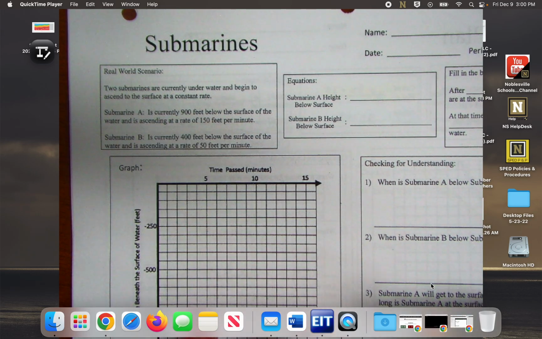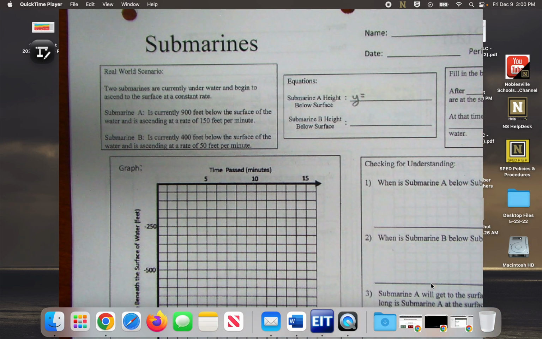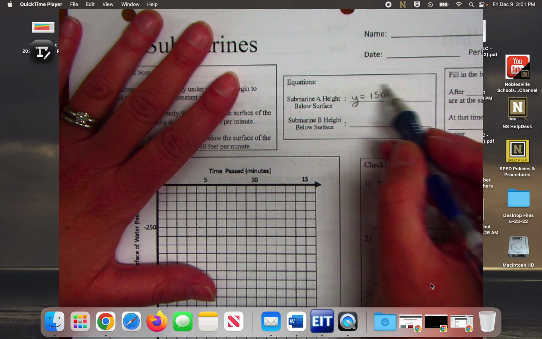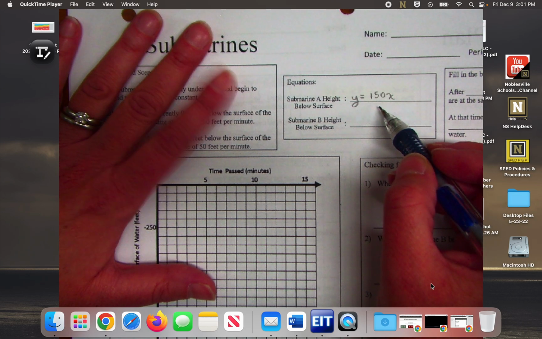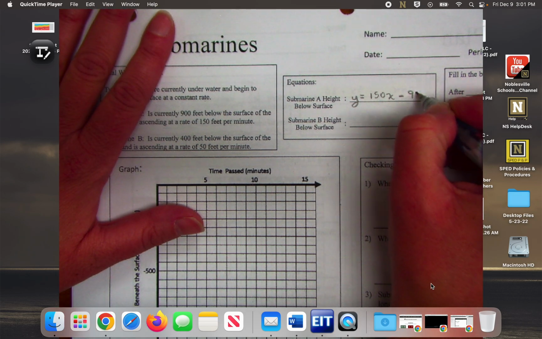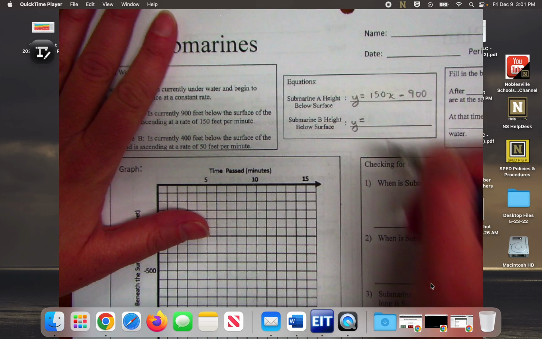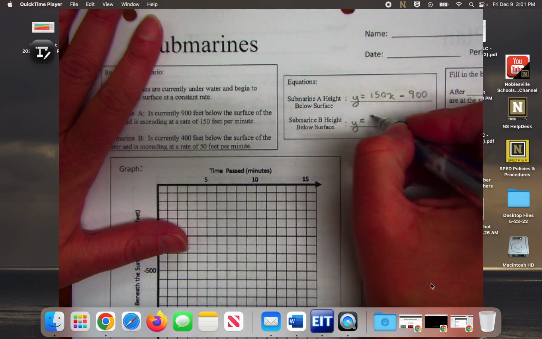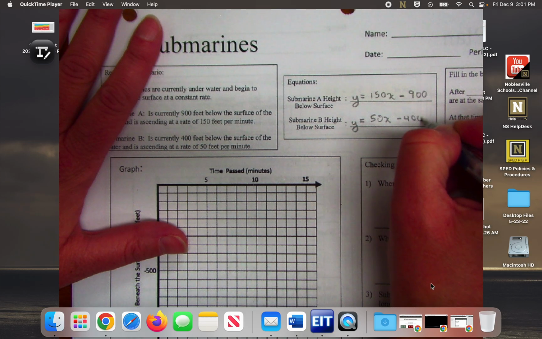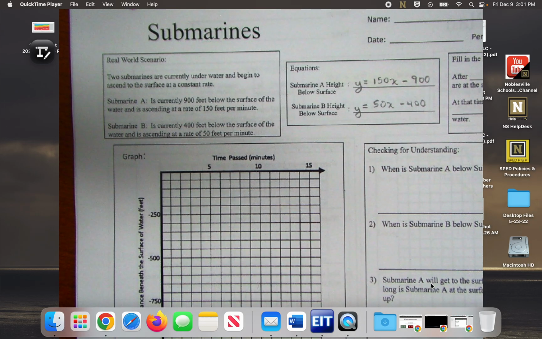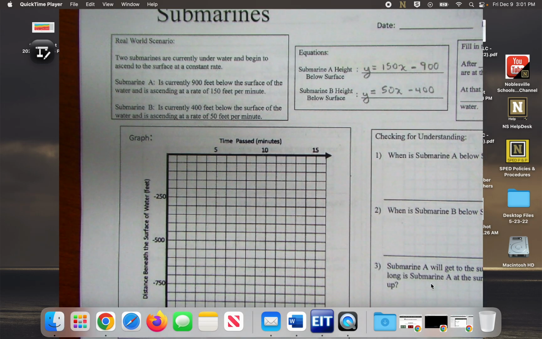So we're going to go ahead and create our equations. What equation could we have for submarine A? Minus 900. They are increasing closer to the surface by 150 feet per minute, but they are below water by 900 feet. How about submarine B? What would my equation be, Mason? Minus 400. So they're not as far below the surface, but they're also not going up to the surface as quickly. So where will they be at the same level below sea level?